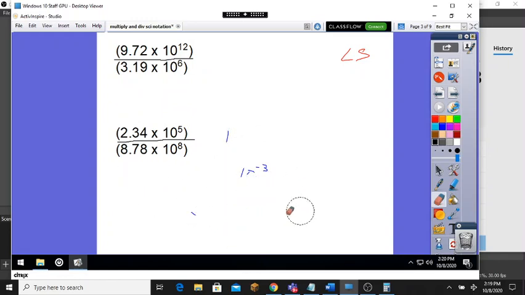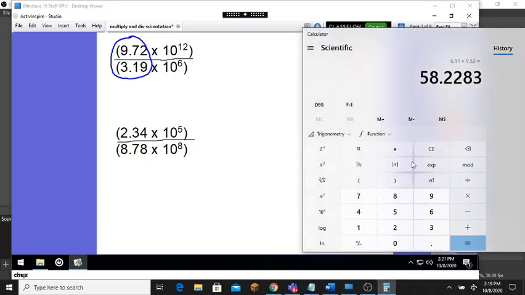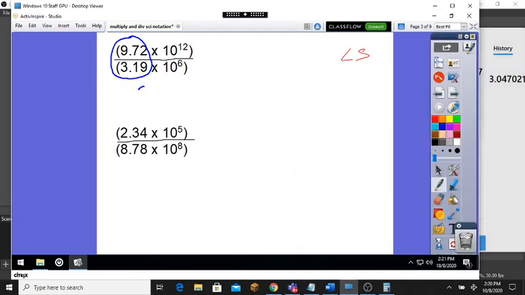And here we have scientific notation, but we are dividing. So, how would you divide these numbers? It's really simple. All you're going to do is, see this right here? Just divide that normally. So, 9.72 divided by 3.19, and that gives me 3.04. I'll just say 3.04.